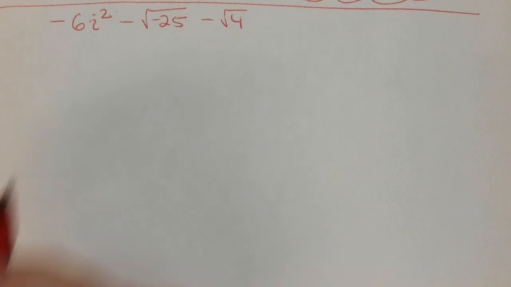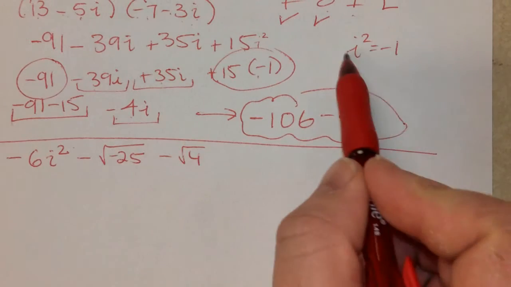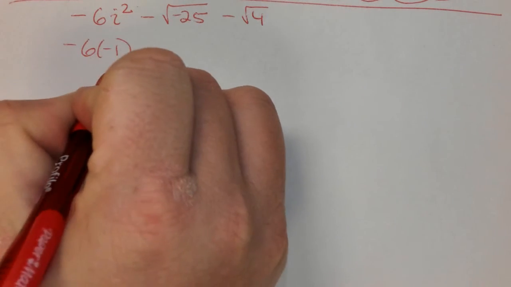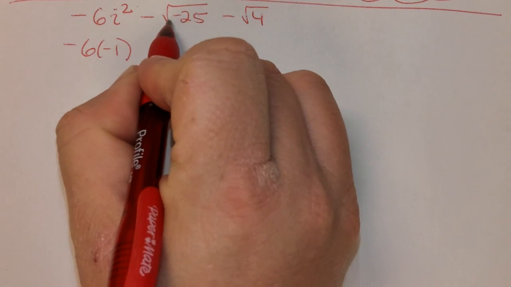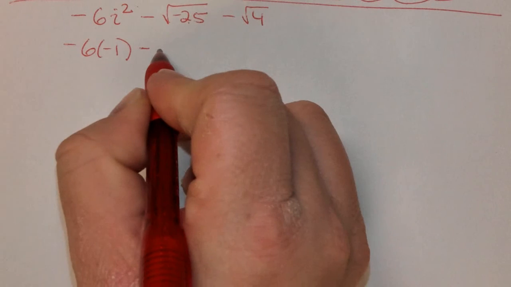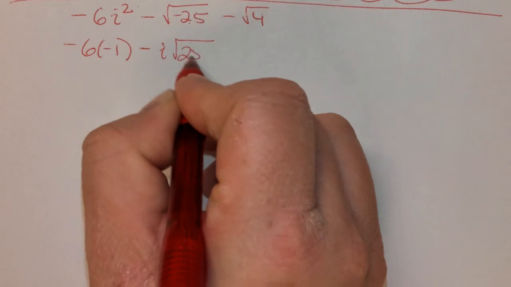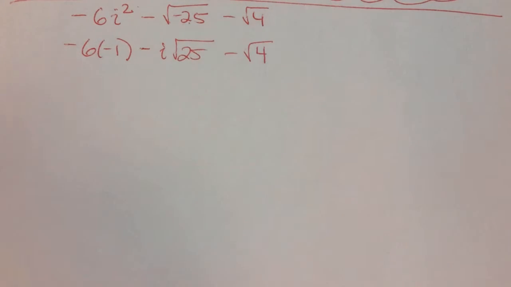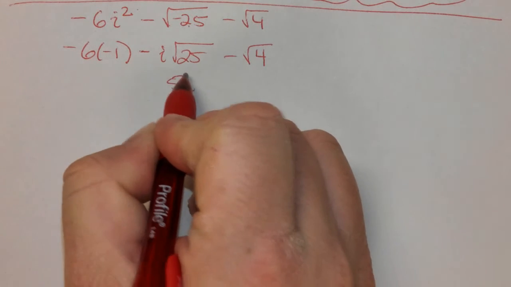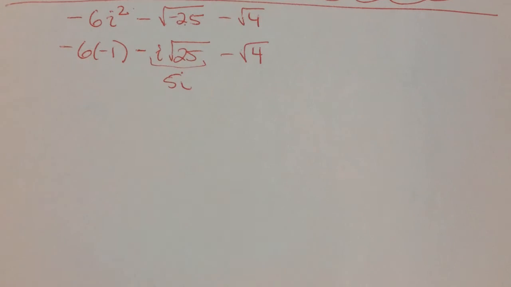On to the next problem. As I set it up above, i squared is equal to negative 1. So I'm going to replace this i squared with negative 1. We also learned that you cannot take the square root of a negative, but now we can take that negative and it can come out front and becomes an i. The square root of 25 is 5, so I'm going to replace this part with 5i.